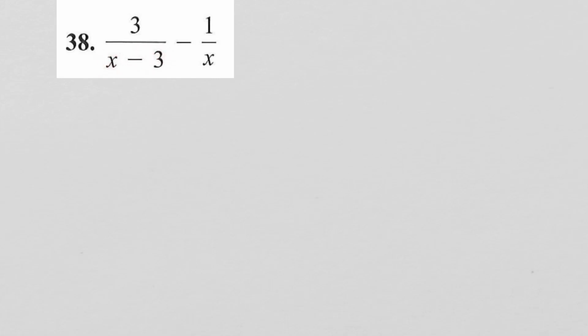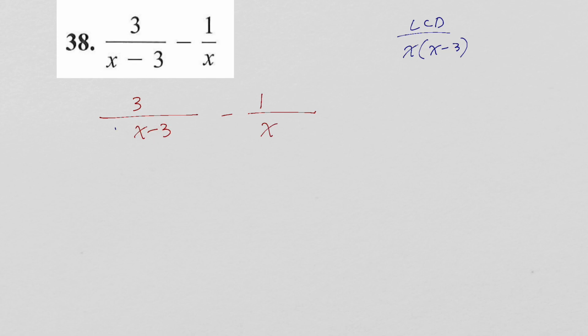Okay, here we have x minus 3, which is totally different than x. So the LCD is those two factors. Okay, now, so I'm going to have 3 over x minus 3 minus 1 over x. In order to make this look like this, I have to multiply by x. So I have to do the same thing to the numerator. To make this look like this, I have to multiply by x minus 3.